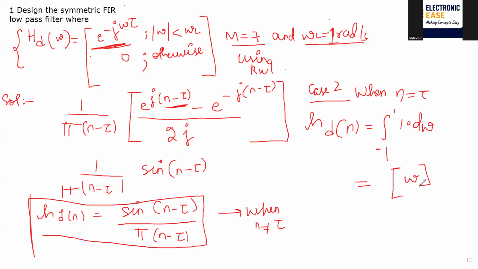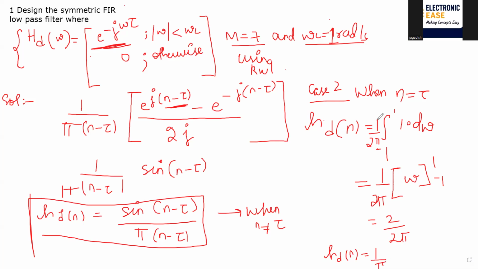Already we have 1 by 2 pi outside the bracket, so the formula is 1 by 2 pi into omega. Now substitute the limits, 1 to -1. Lower limit minus upper limit gives 2 divided by 2 pi. So the HD of n value you will get is 1 divided by pi.